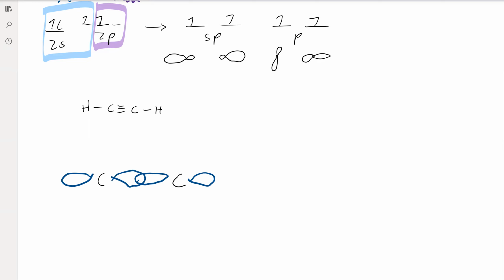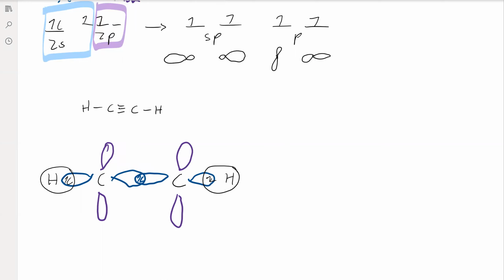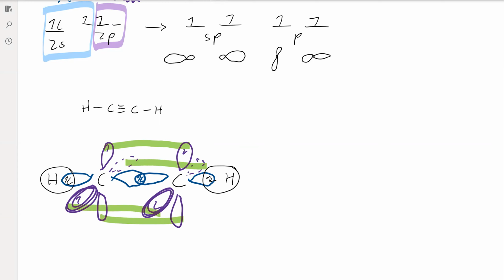And then they both have one empty p orbital facing in this direction. And there's an indirect overlap there. Should have made that one face the other way. Indirect overlap there. And then they have yet another empty p orbital back here like so, forming its second pi bond.